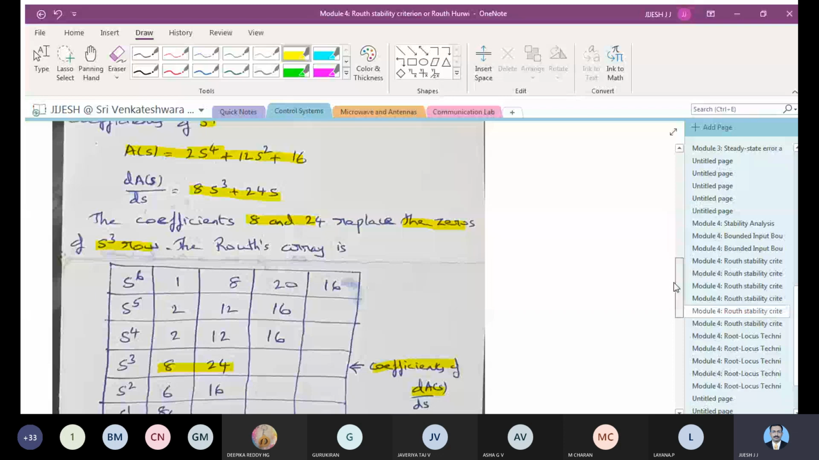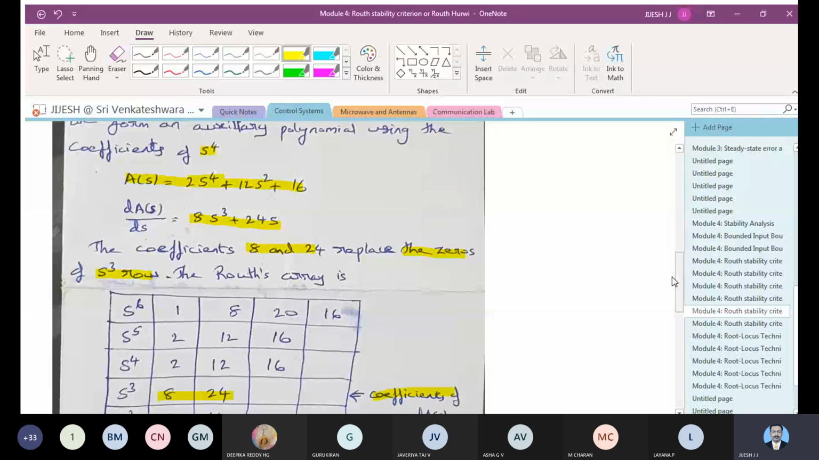After that, do the simplification as normal, as you have studied. It's a very simple method. Only the student has to remember that you have to write the equation for A of s properly, differentiate it, write the coefficients, replace the zeros with the coefficients 8 and 24, and do the Routh-Hurwitz criteria as normal. So do it. What are the coefficients you will get for s square? Do the process as normal, as you have done before, Routh stability criteria, and let me know what values you are going to get there.